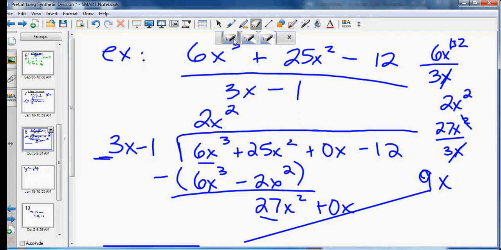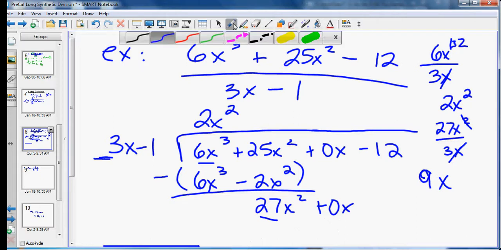And I need to multiply. 9x times 3x is 27x squared. 9x times negative 1 is negative 9x. So I've divided and multiplied. Now it's time to subtract.